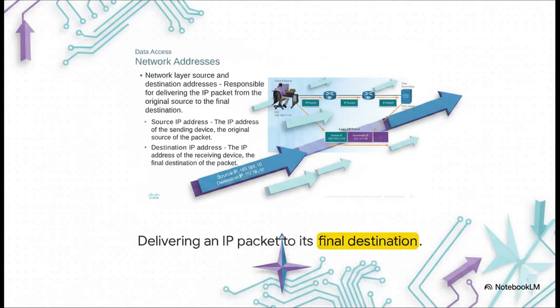Take a look at how a packet's journey is mapped out right here, from the original source straight across to the final destination. And what's really cool is that regardless of how many intermediary routers the data gets bounced through, those IP addresses in the packet header remain exactly the same. They guide the data like a compass, pointing directly to its target.